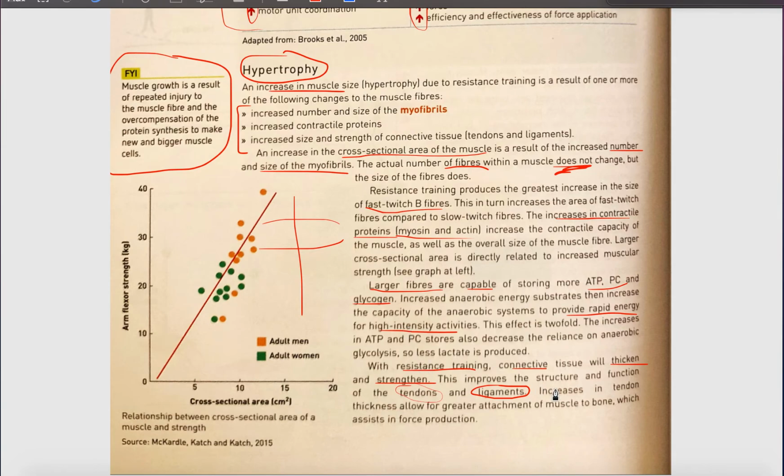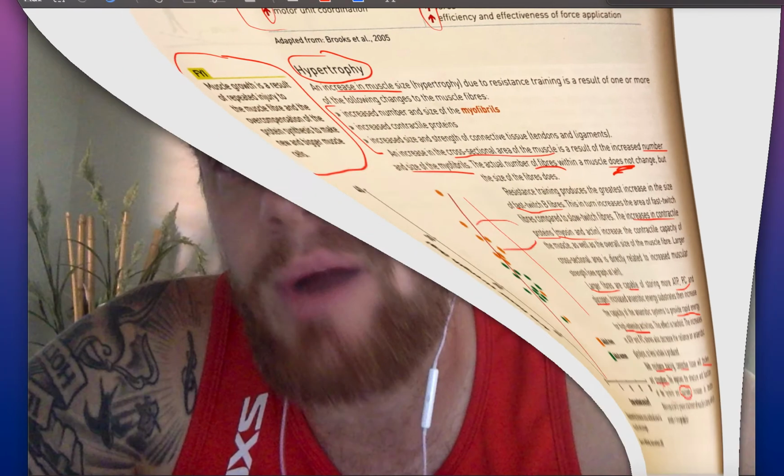Finally, the connective tissue, so the tendons and the ligaments within the body, will thicken and strengthen. That means that we don't need to be afraid that if my muscle fiber can generate a huge amount of force, it is going to pull off the tendon if I lift a weight that's too heavy, because the tendon that's attaching onto the bone itself becomes stronger to withstand that big muscular contraction.